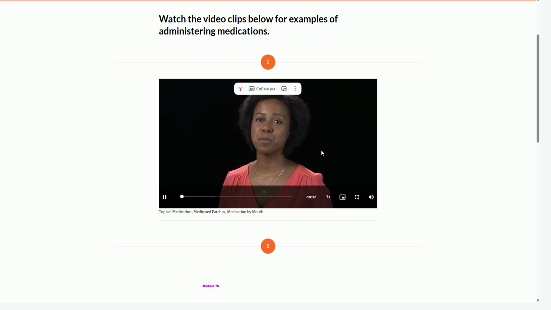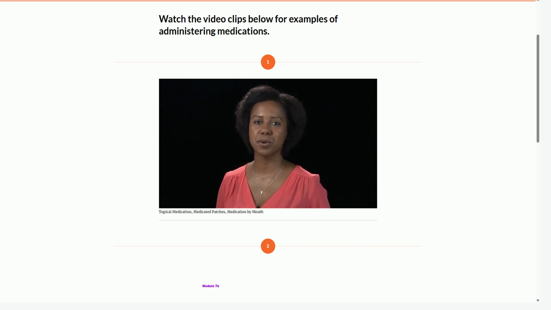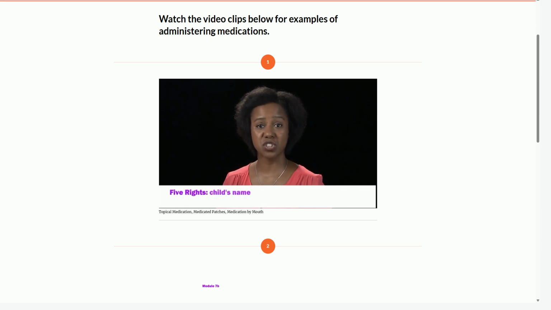As we talk about the methods of giving medication by different routes, it's important to remember that you always need to follow the written instructions from the child's healthcare provider. These instructions will tell you the 5 rights: the child's name, the medication, dose, route, and time, so you know what to give and when to give it.